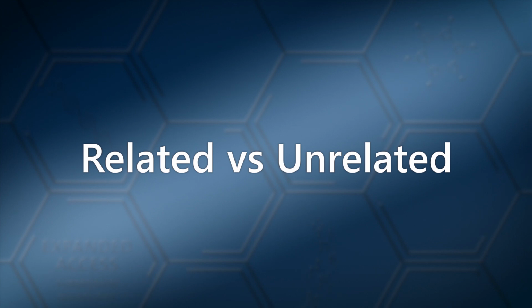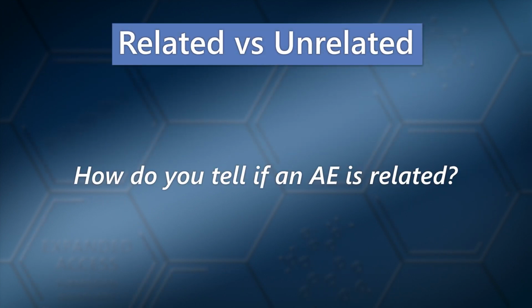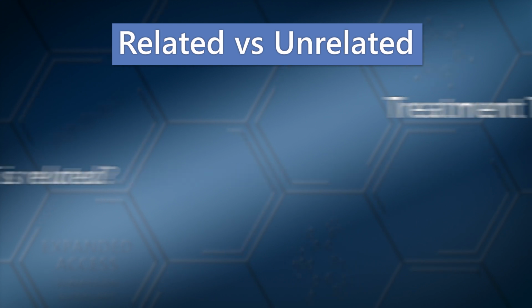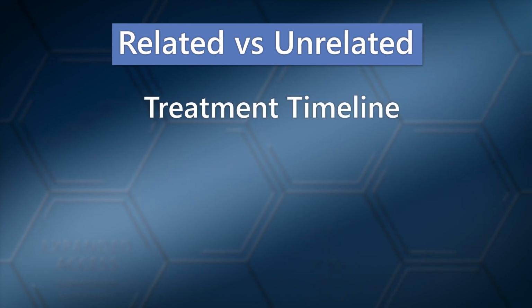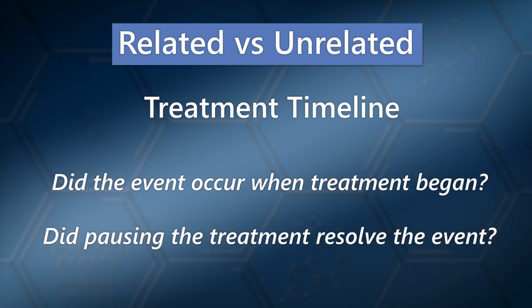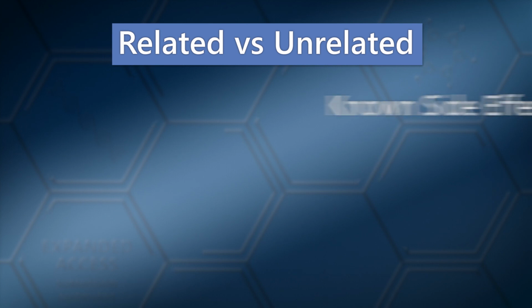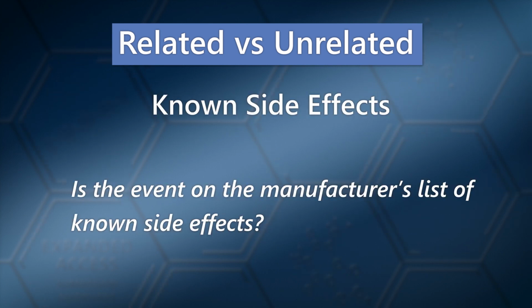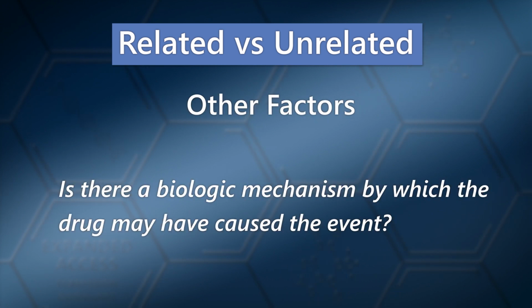The next important distinction is whether the adverse event is related to the investigational drug being used for treatment. How do you tell if an AE is related? Consider factors like the timeline. Did the reaction begin after treatment started? Perhaps it got better when treatment was paused. The drug manufacturer should have provided information on the known side effects of the investigational drug. Is the event on that list? Is there another logical connection between the investigational drug and the event, such as a biological mechanism?